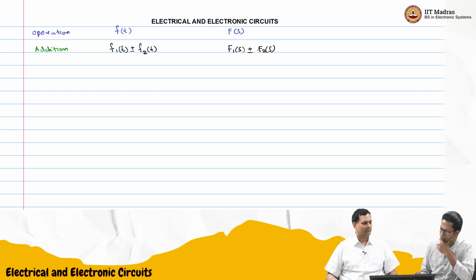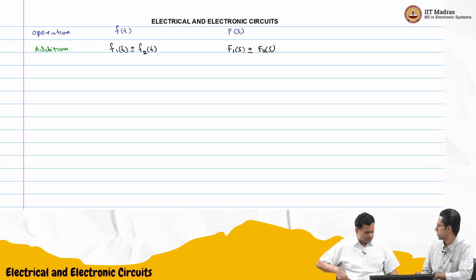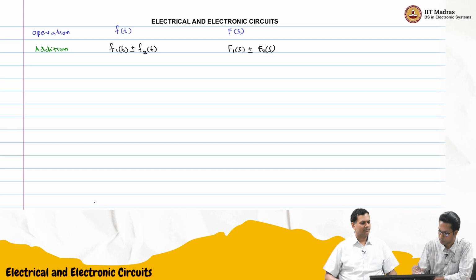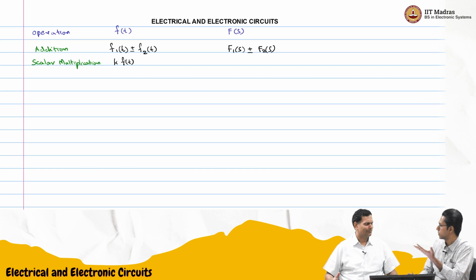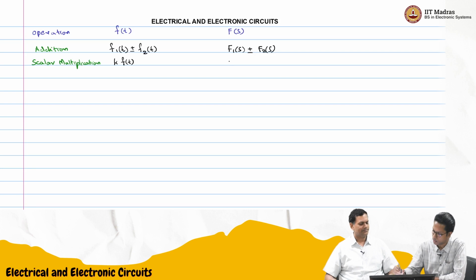Another one, let's say I multiply a signal with a constant, scalar multiplication. Let's say some k times f of t. Again, when you take the transform, k is a constant, so it will come outside of the integral. So it will be k times F of s.